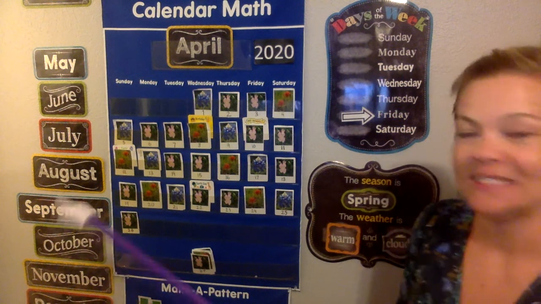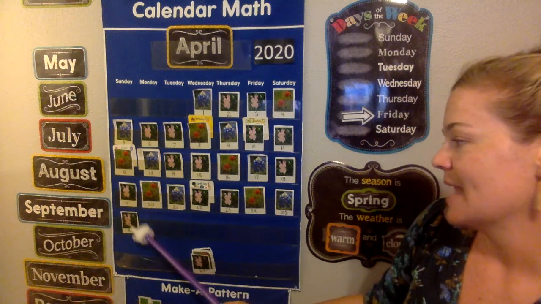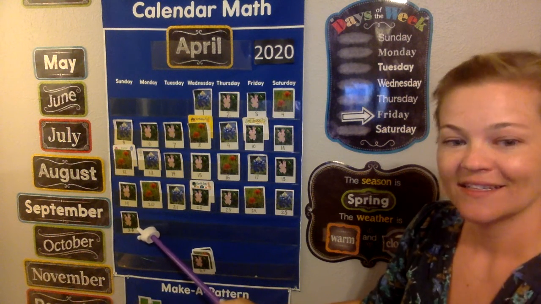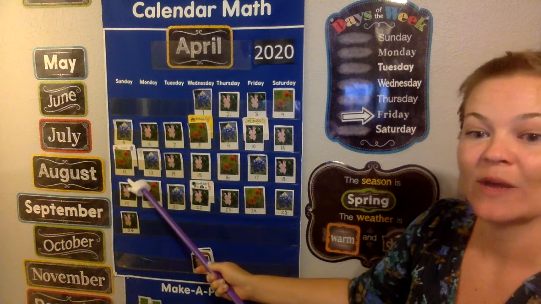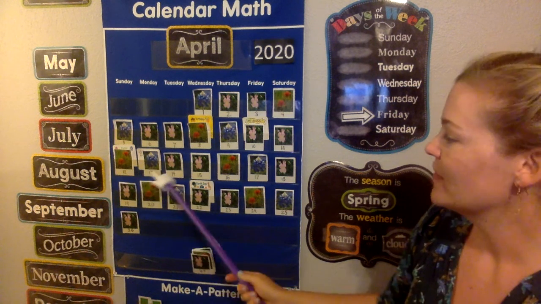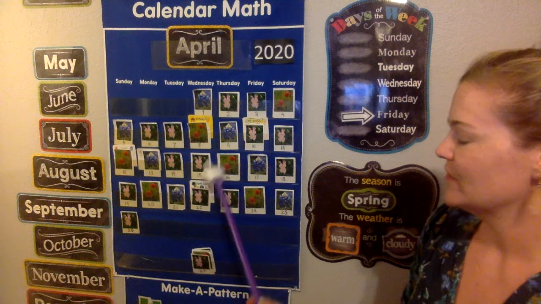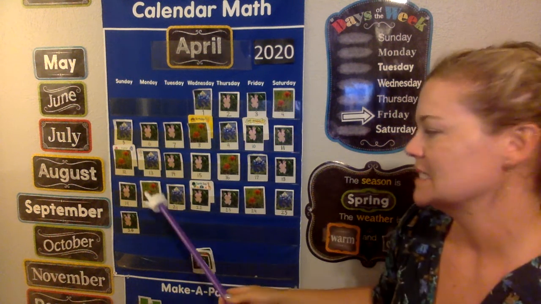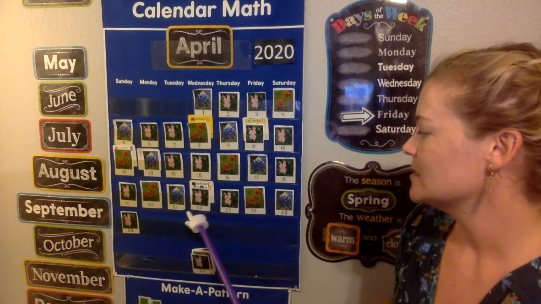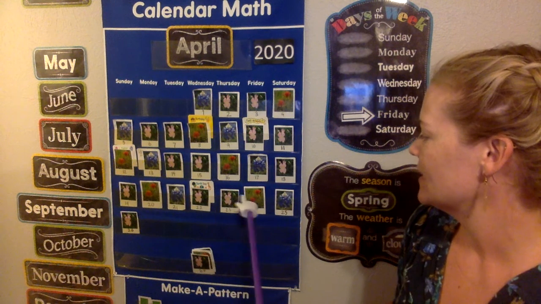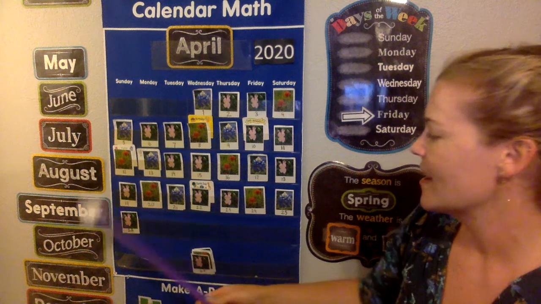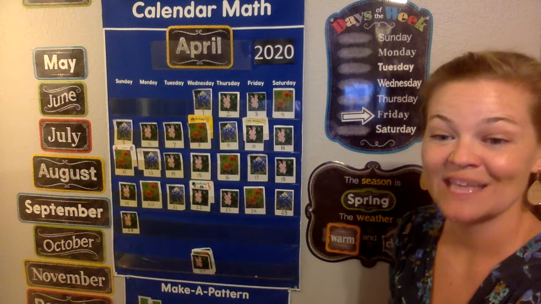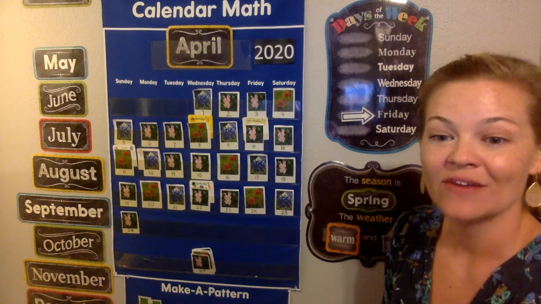Okay, let's figure out the date. Yesterday was April 26th. So what comes after 26? Let's start counting from 12 today. 12, 13, 14, 15, 16, 17, 18, 19, 20, 21, 22, 23, 24, 25, 26, and 27. So today's April 27th. What kind of flower is it?